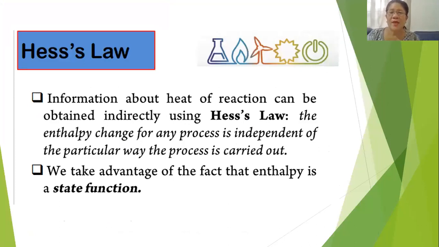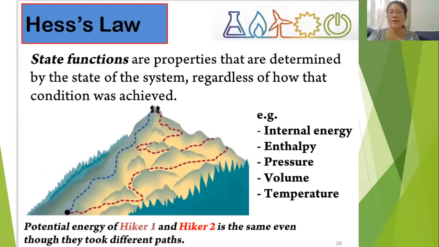What is Hess law? Hess law is that the enthalpy change of any process is independent of the particular way the process is carried out. So that is Hess law. Hess law has something to do with heat of formation and heat of reaction. So this is needed because if we are going to look into the delta H of product and the delta H of reaction, it could be computed by means of Hess law. So enthalpy is a state function. These are properties that determine the state of the system, regardless of its condition.